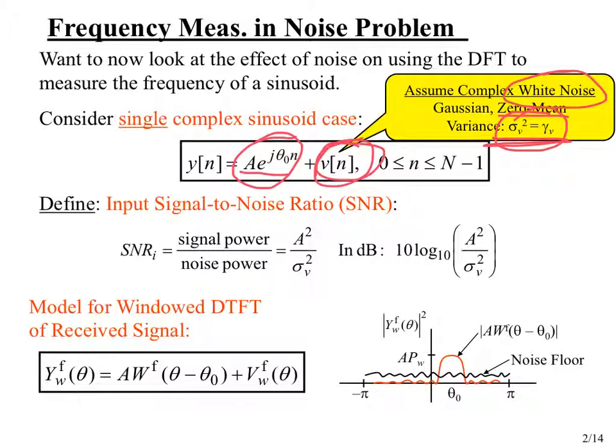So our signal power over our noise power will be A squared over sigma squared sub v. And we almost always want to express signal to noise ratio in terms of decibels, or dB. Since this is a power over power, we just do 10 log base 10. So we take the quantity, plug it directly in, take 10 log 10, and we get the result in dB. So we'll be talking about dB levels of signal to noise ratio.